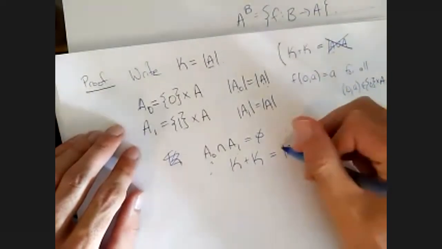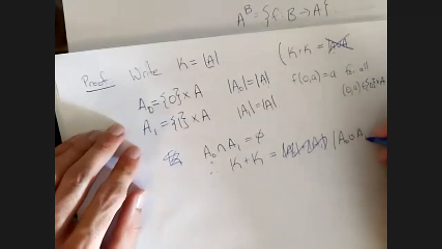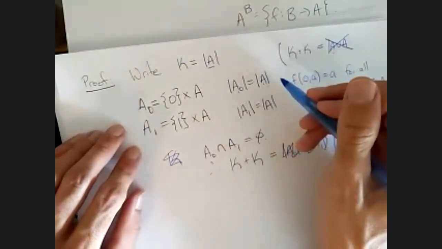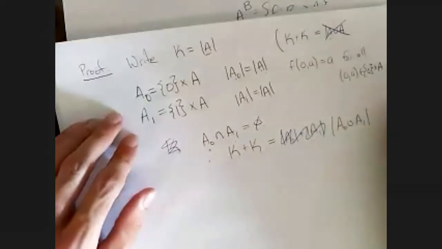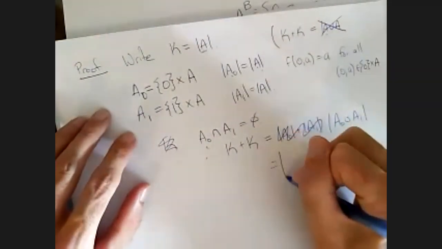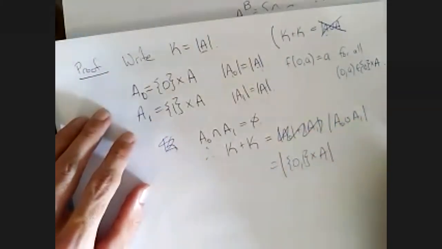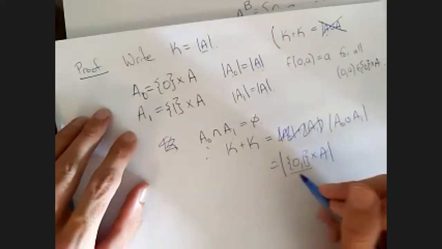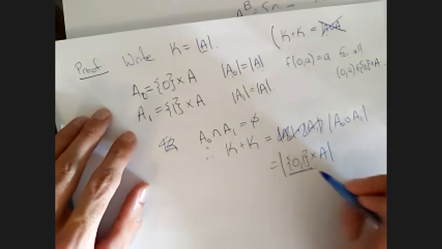Or sorry, we can define it to be the size of A0 union A1, since A0 and A1 are disjoint, and they both have the same size as A. In other words, they both have cardinality kappa. But now A0 union A1 is just the set {0, 1} cross A. This {0, 1} is a finite set with size 2, the natural number 2.